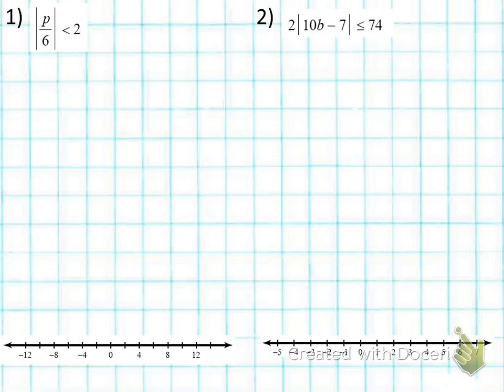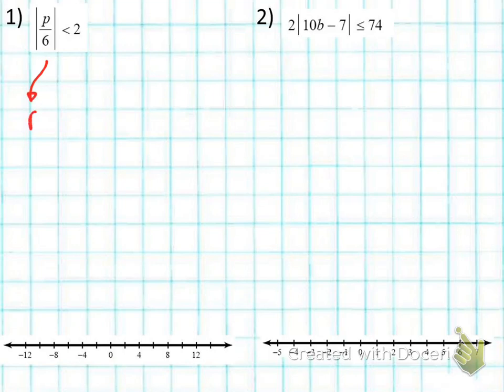For number 1, first I'm asking myself what I'm going to solve. We have a p here. We want to figure out what p must equal to make this inequality true. So we want to know what p will be equal to if the absolute value of p over 6 is less than 2. The first thing I'm going to do is isolate the absolute value sign. It's already isolated, so watch carefully. We've got p over 6.